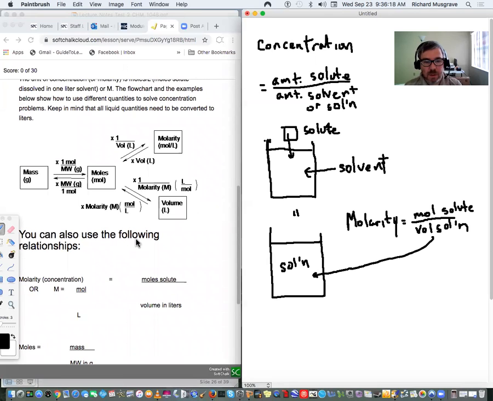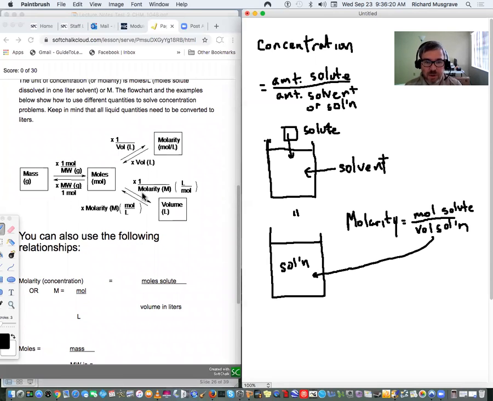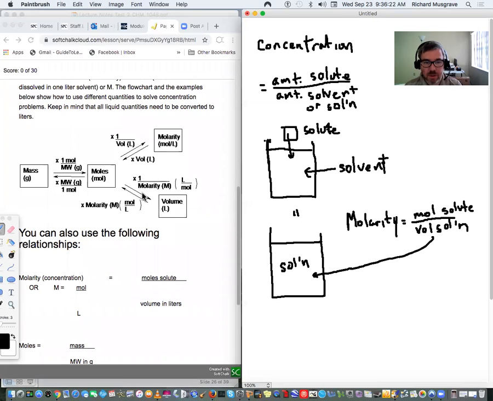So we're going to be dealing with some relationships here. I've got this flowchart. The flowchart's probably not entirely useful, but the main thing I want to point out with it is that the grand central station is moles. So if you're not starting with moles, if you're starting with mass, you know you're going to get moles.